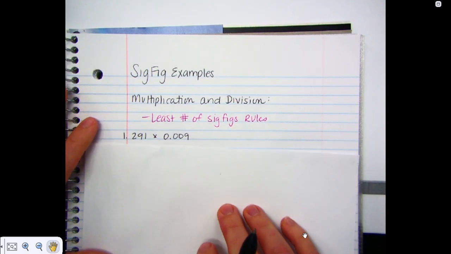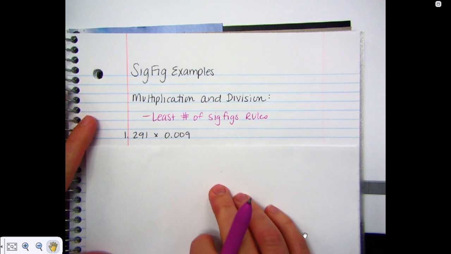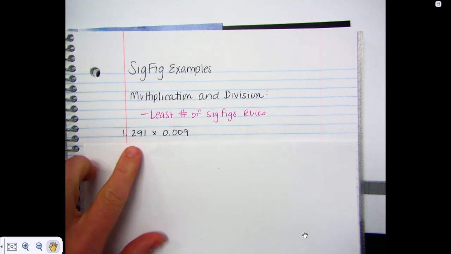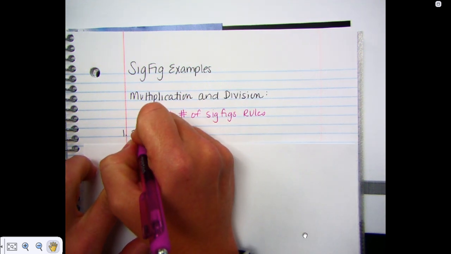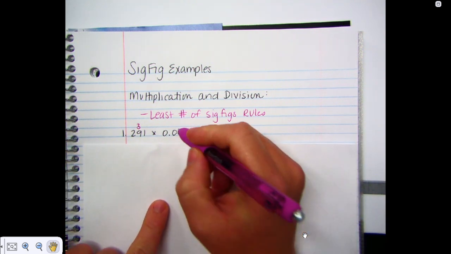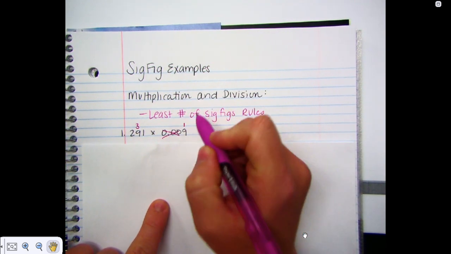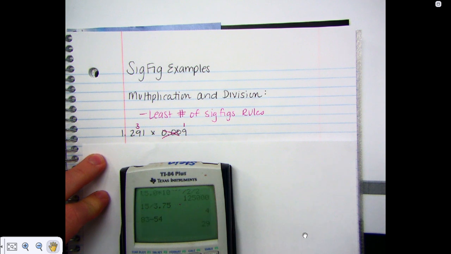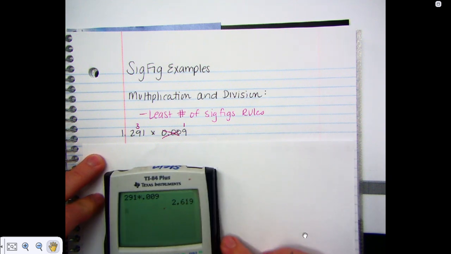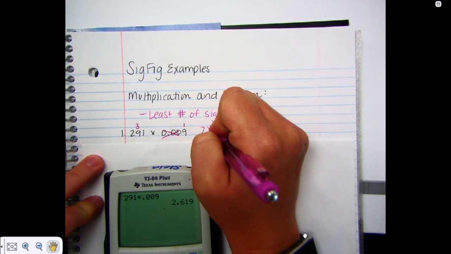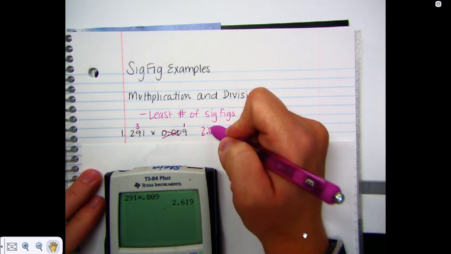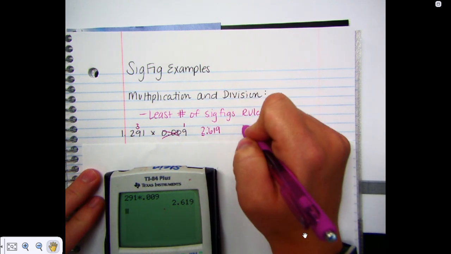All right, so in our first example here, we said the least number of SigFigs rules. So 291 has 3 SigFigs. 0.009, remember these are leading, so they wouldn't count. We have 1. So when I put this into my calculator, 291 times 0.009 comes up to 2.619. But I can only have 1 SigFig. So I look at that first digit. Does the 6 round the 2? 6 rounds the 2 up. My answer is 3.